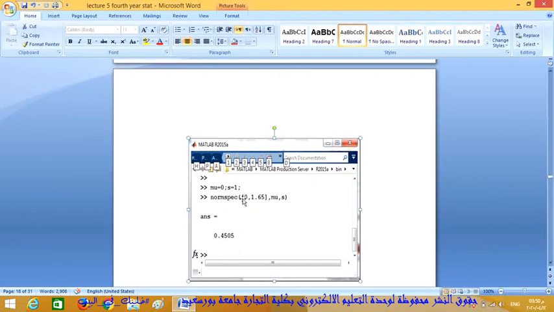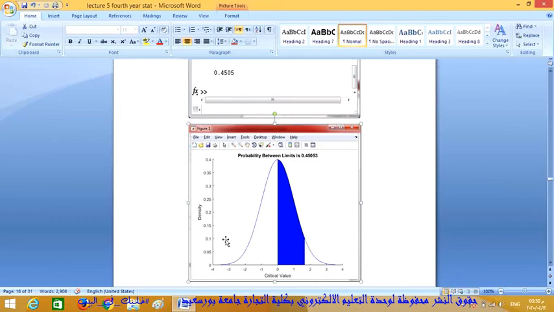the shape for the standard normal distribution, whether you write mu and sigma or not. So the probability equals 0.45, and this is the shape of the normal distribution, and the shaded or colored area represents the probability. Here the probability is 0.45, the probability between the two limits where z equals 0 and z equals 1.65.